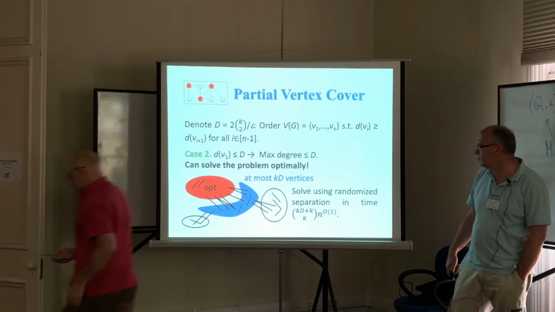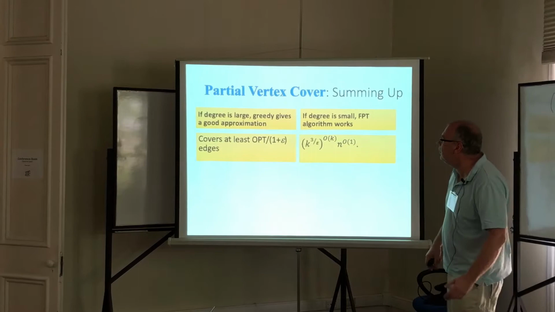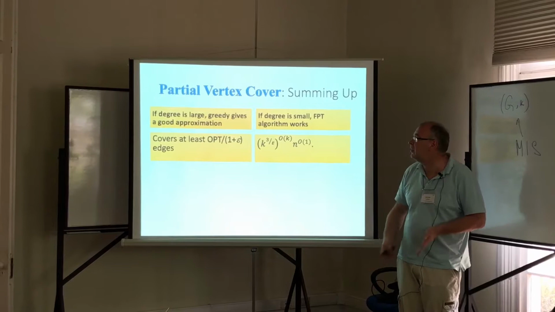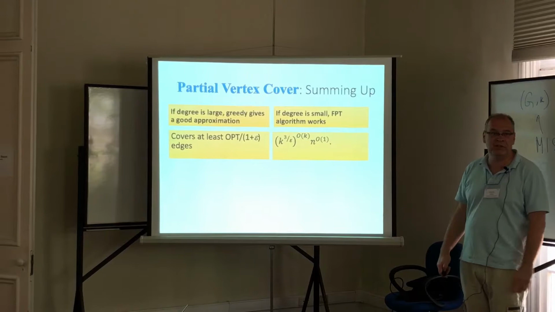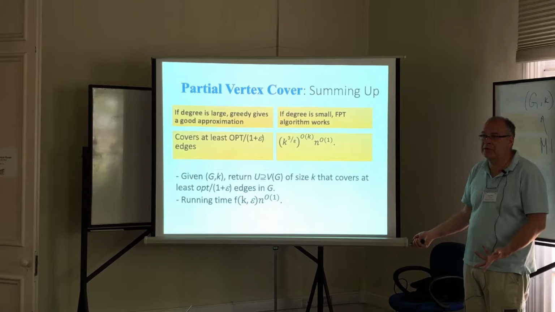So what happened? Summing up: if the degree is large, then the greedy approach, taking the first K vertices of largest degrees, gives a good approximation. If the degree is small, then I can solve the problem in FPT time in K and epsilon. So this is exactly the algorithm which I was claiming. This is it.